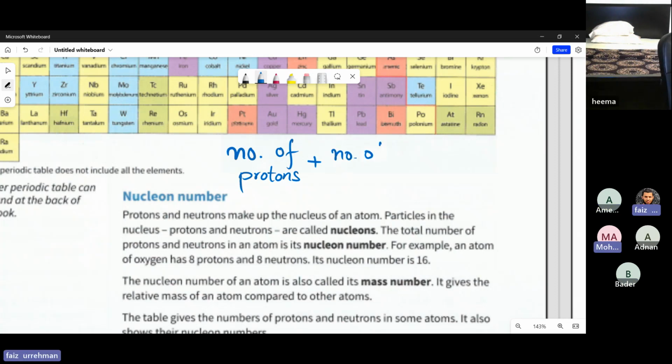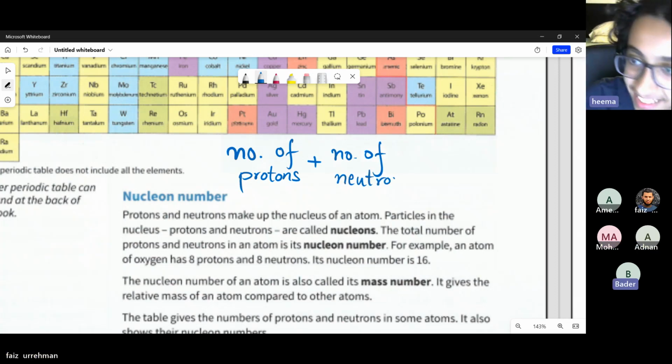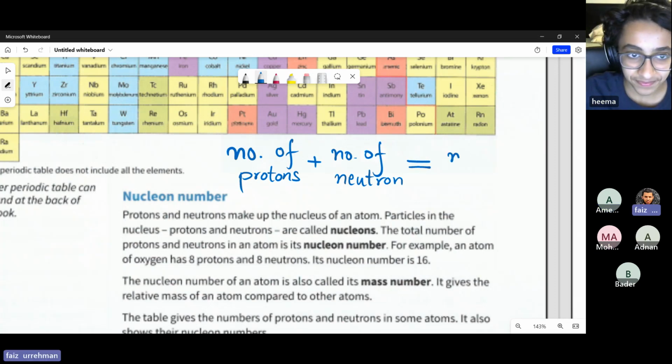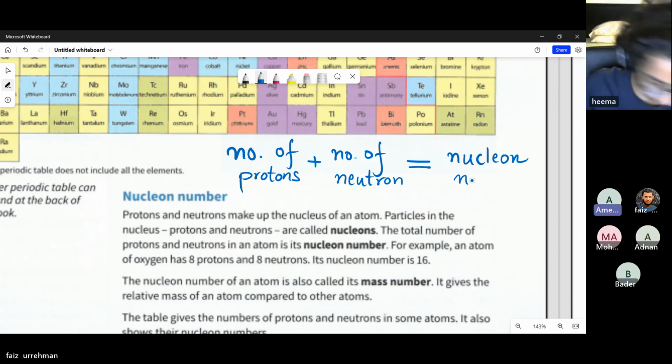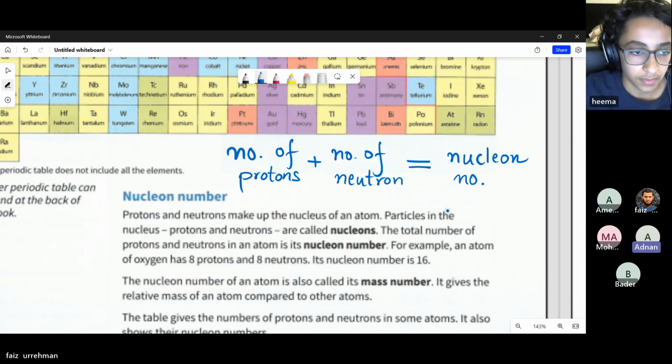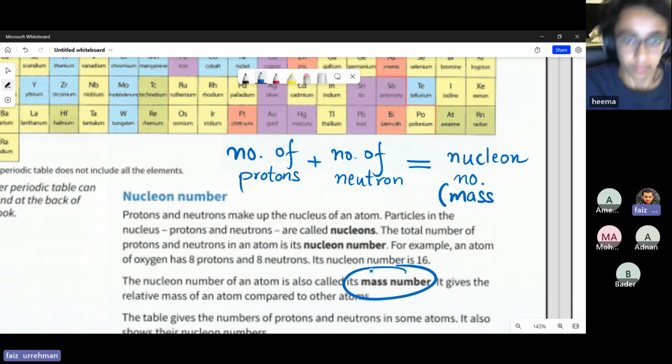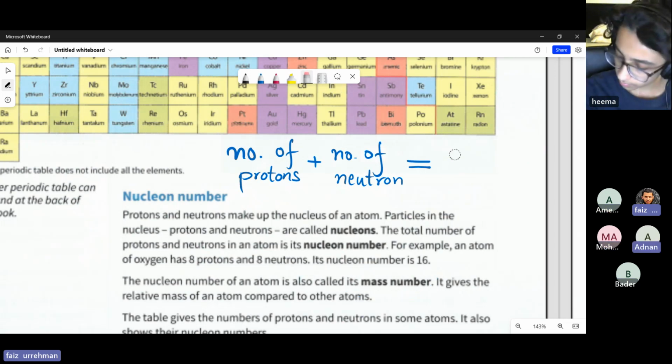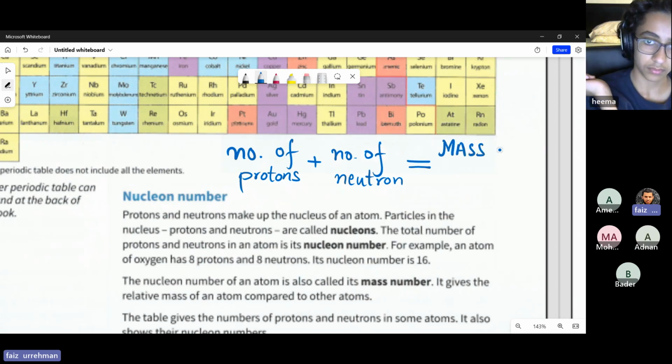Number of protons plus number of neutrons will give you what? Nucleon number, okay? And there is also the atomic number, proton number, and mass number. Yes, it's also called mass number. You have to pay attention to mass number because you will be using it in bigger grades. You will not use nucleon number in future. So I will write mass number in a big font and nucleon number in a small font, because that's less important for us now.